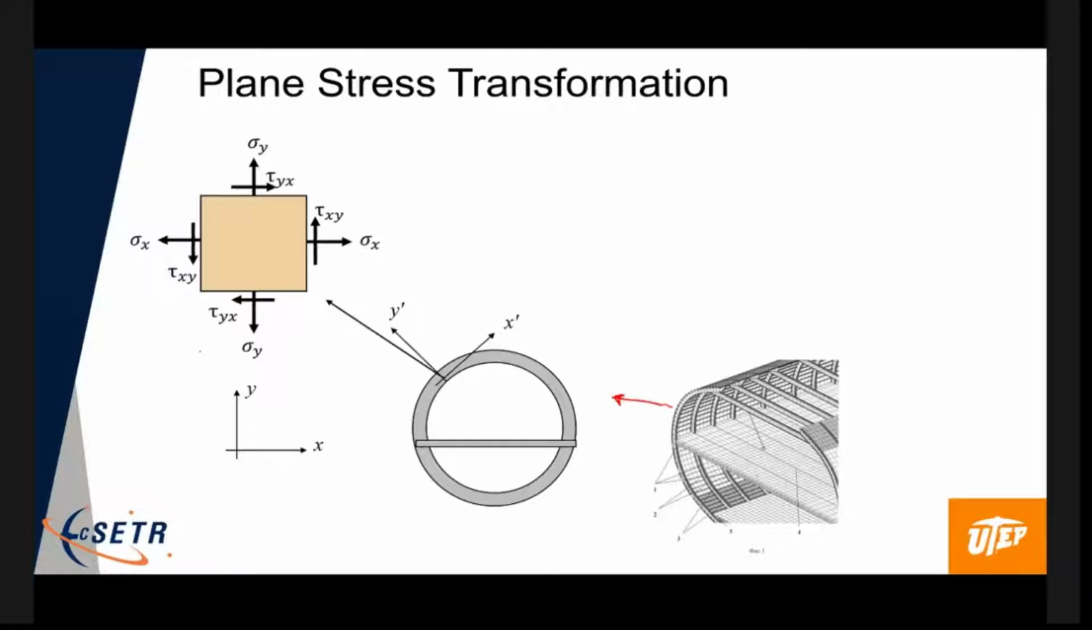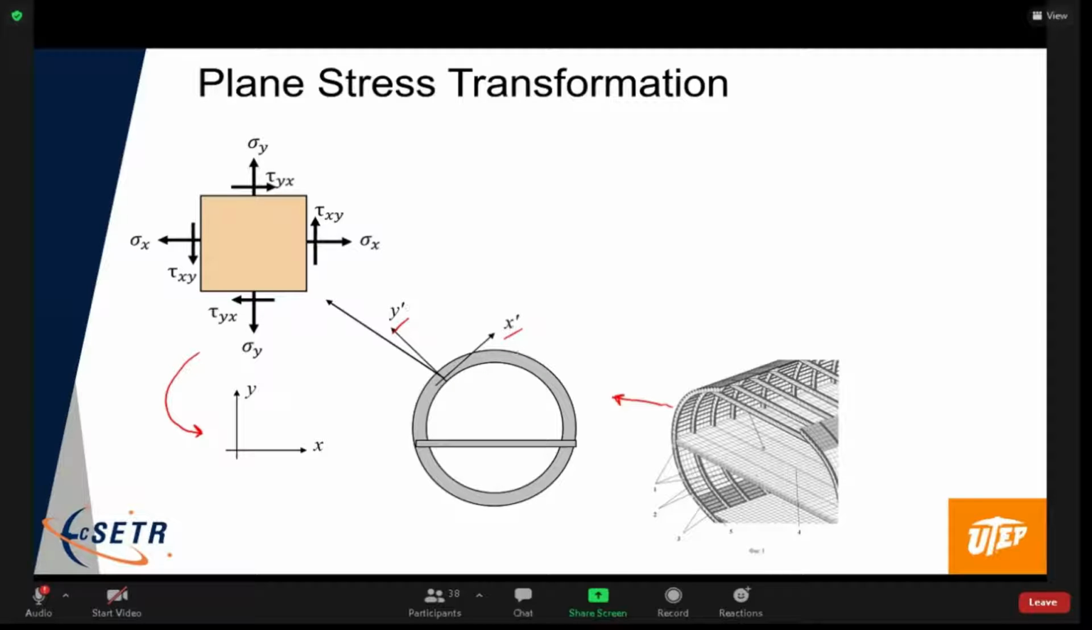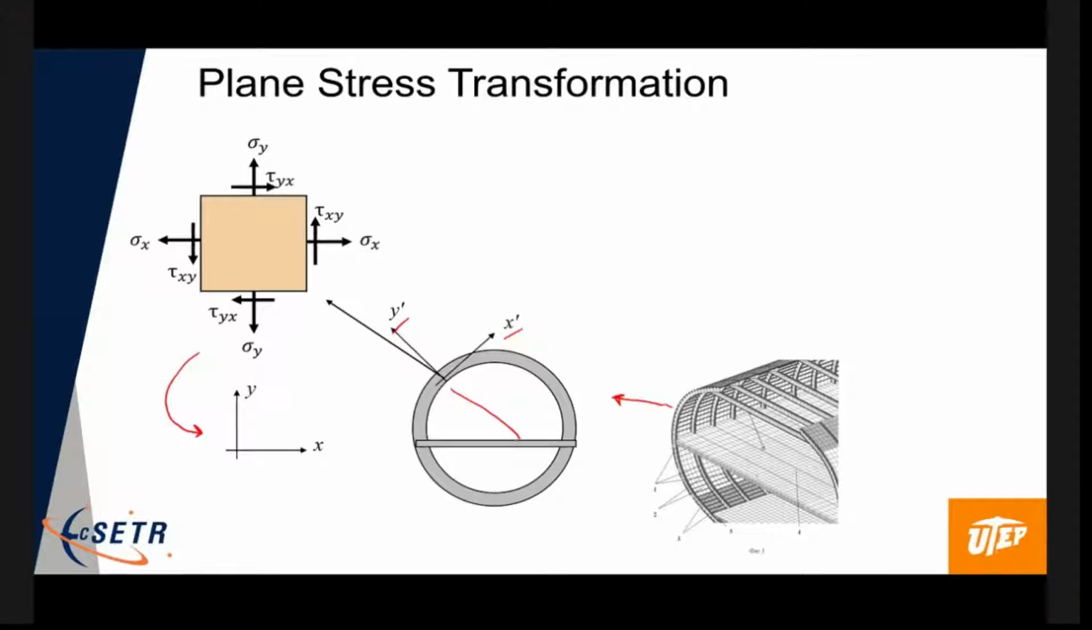This state of stress is with respect to that XY coordinate system. Now, we can also consider an alternate coordinate system, x prime, y prime. If you look at that, this is kind of like a polar coordinate system, where this would be the angle theta, and then you'd have a radial direction. So this is what we would normally call the radial direction, and this would be the theta direction.